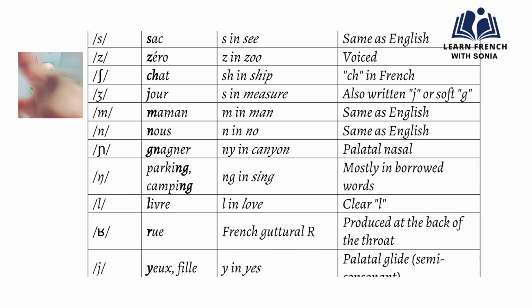If you look at the English, it says sh in ship. You see the difference? Sh in ship. Then we have zh. We talked about zh. Our example says jour.